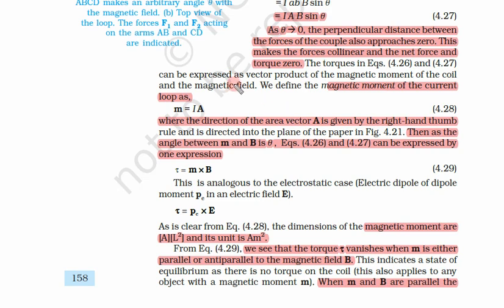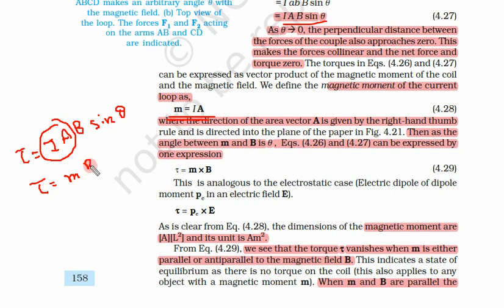Now what will happen in this case? So we calculated this. Tau is equal to, here we have calculated, I A B sine theta. And we know this IA is equal to M. So what will be the tau? Tau is equal to M B sine theta.